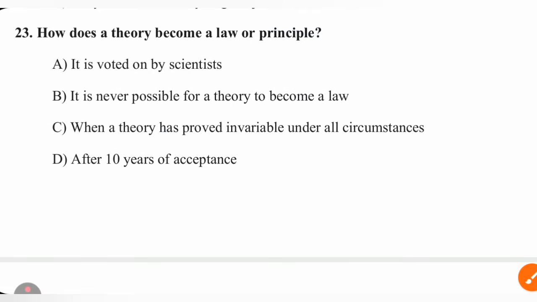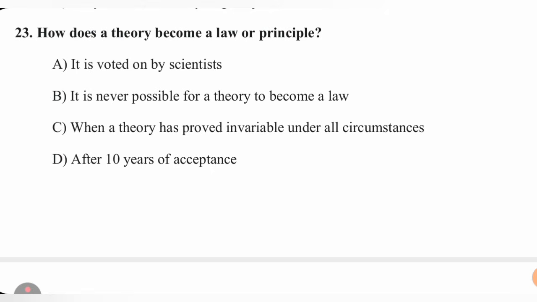How does a theory become a law or principle? A. It is voted on by scientists. B. It is never possible for a theory to become a law. C. When a theory has proved invariable under all circumstances. D. After 10 years of acceptance.